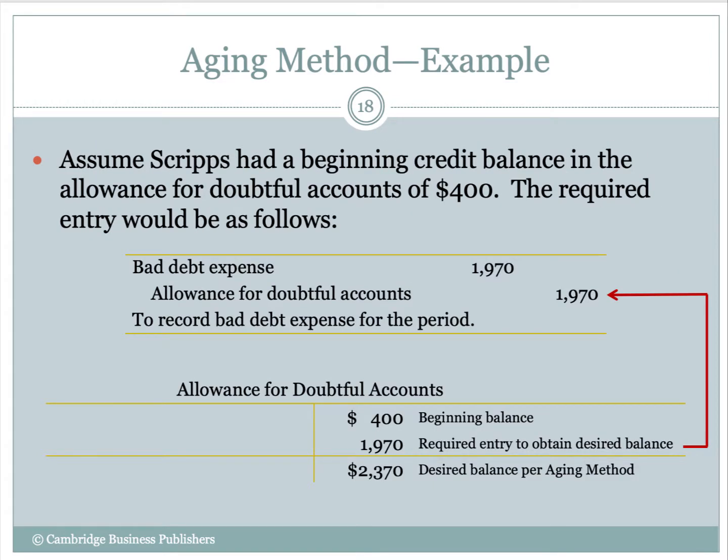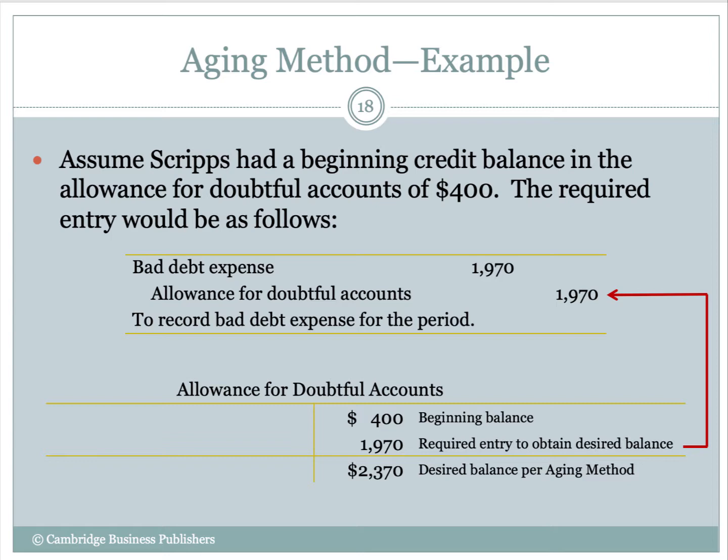$2,370. So let's assume that there's a beginning balance in our allowance for doubtful accounts of $400, right? We need to get our allowance for doubtful accounts balance up to $2,370, right? That's the desired balance that we have per our aging schedule, or using the aging method, okay? So that means we need to debit bad debt expense and credit allowance for doubtful accounts.